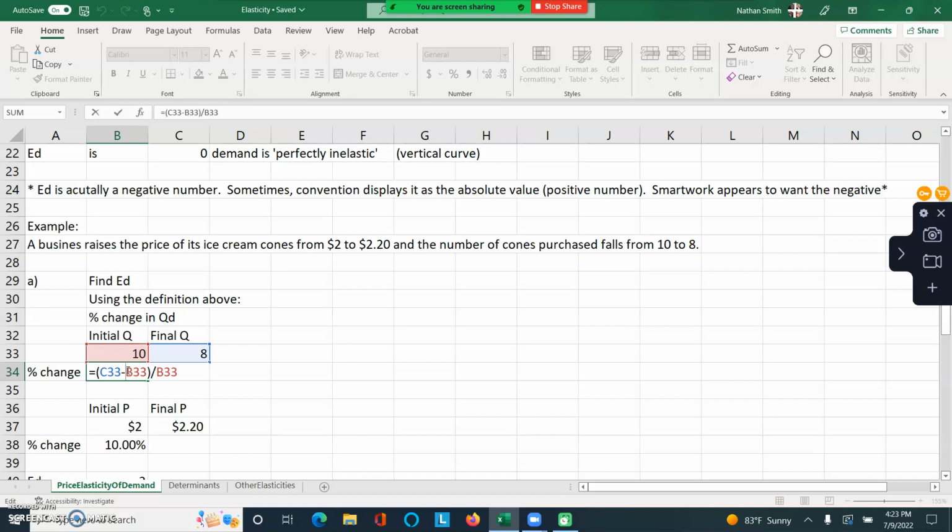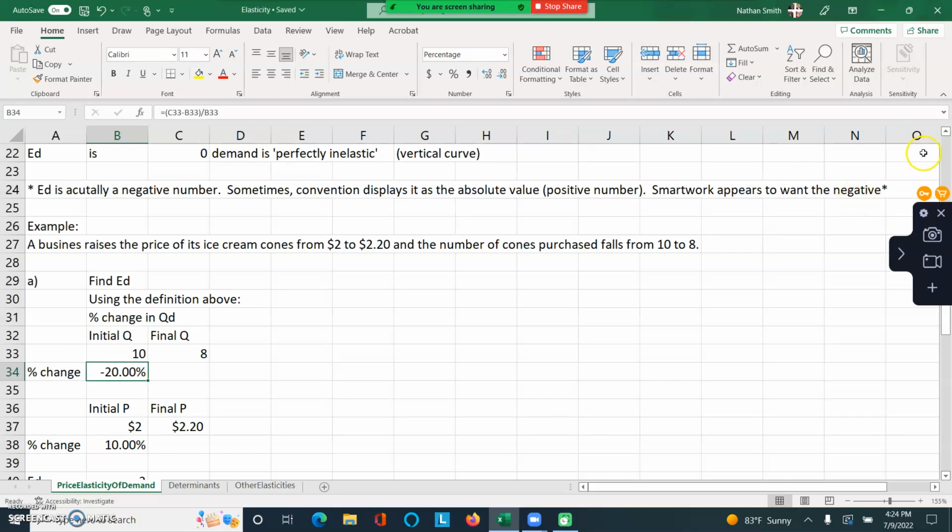Now here's how you do a percent change. It's always going to be your final number minus your starting number divided by your starting number. So we started with 10 cones and ended up with 8. So your percent change formula is going to be 8 minus 10 divided by 10. This, by the way, is called the point method. That works out in this case to a quantity change of minus 20%.